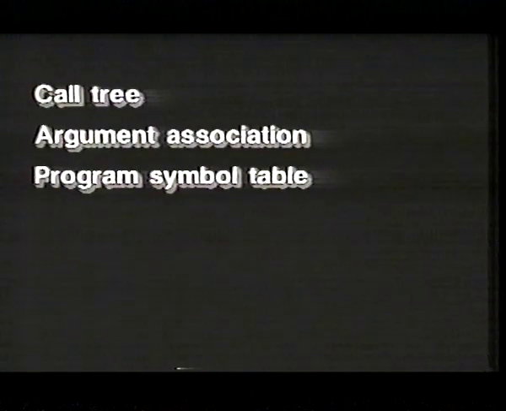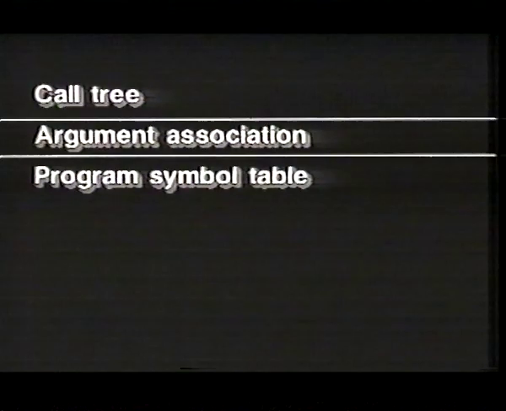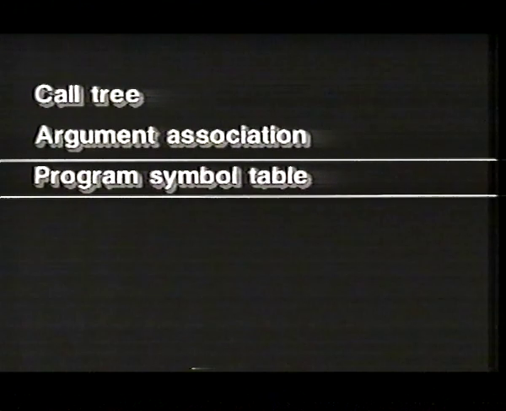There are three general areas in which the application compiler must be able to complete its analyses in order for compilation to complete. It must be able to construct a valid call tree. It must be able to associate every formal argument in a procedure with an actual argument in each invocation of that procedure. Finally, it must be able to create a symbol table for the entire program.